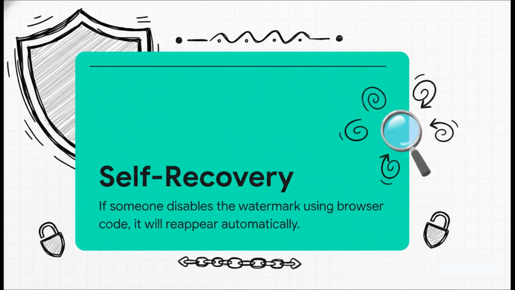And then you've got this second layer of intelligence, self-recovery. So imagine some tech-savvy person tries to go into the browser code and just manually delete the watermark element. Well, this system actually detects that it's been tampered with, and poof, after a few seconds, it just brings the watermark right back. It's a pretty brilliant defense against those manual hacks.